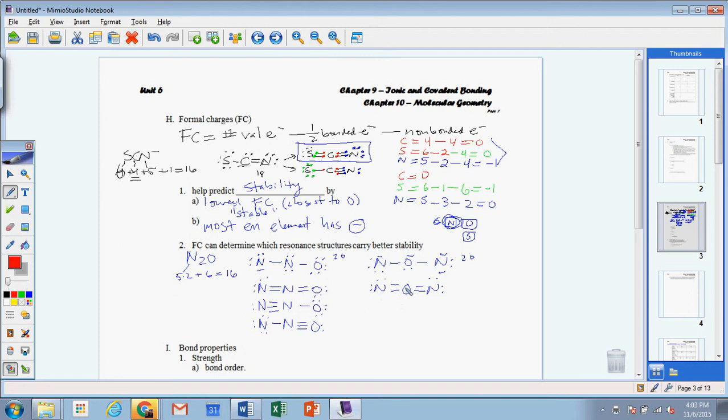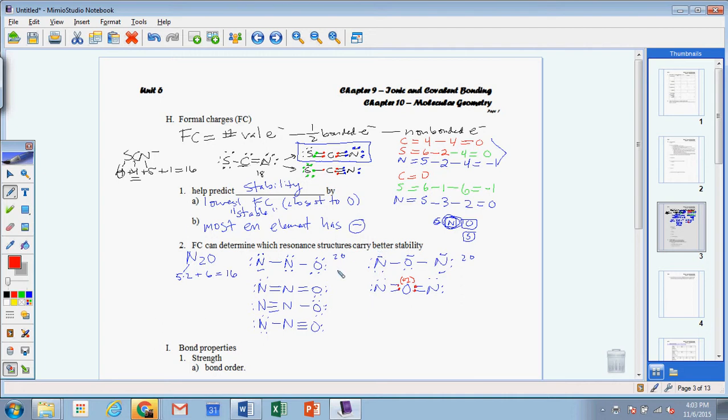So the O in the middle starts with 6 valence electrons. Of the 8 bonding electrons, it's contributing 4 of them, and it has no non-bonded pairs of electrons. So 6 minus 4, it has a formal charge of +2. I'm going to write it in parentheses because it's not a real charge, it's just kind of a fake charge, but we'll write it there.